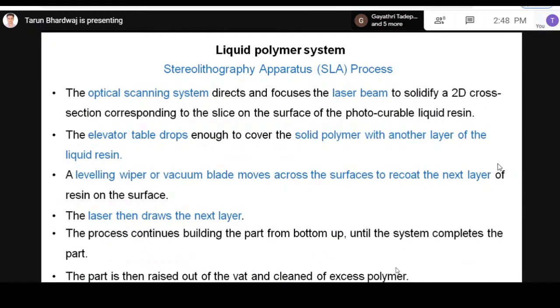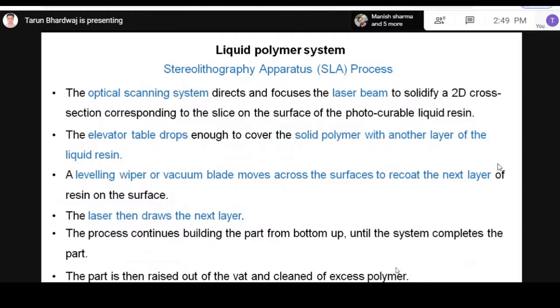And optical systems are used to direct and focus the laser beam. Means if we have some scan for different structures, optical systems are used to give that scan direction, or we can say beam orientation. We are using the optical scanning system for that. And the elevator table drops enough to cover the solid polymer with another layer of liquid resin. And we also have a leveling wiper or a vacuum blade that moves across the surface to recoat the next layer of resin on the surface.